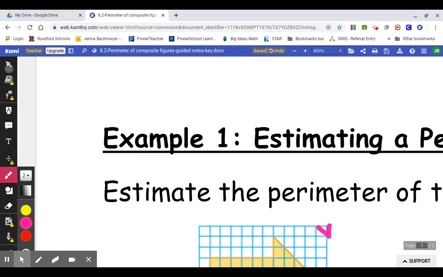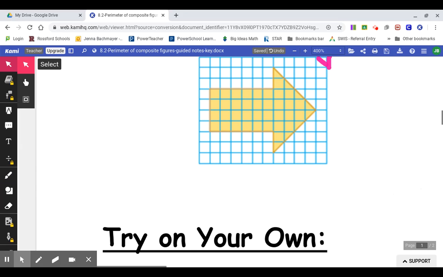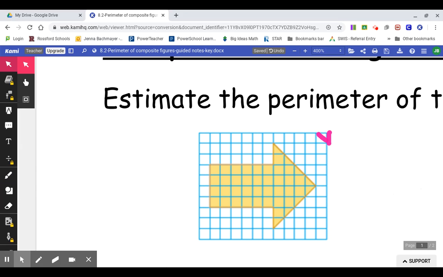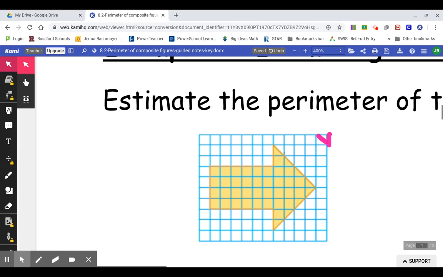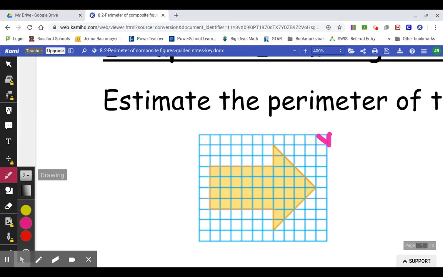Let's move back. So we need to estimate the perimeter of the arrow that's here. Again, we may not get an exact answer because we are estimating that the diagonal distance from corner to corner in any given square is 1.5 units. In this case, we're going to label it units because we don't know if we're measuring in centimeters, meters, millimeters, feet, or inches. So we're going to start counting our figures.